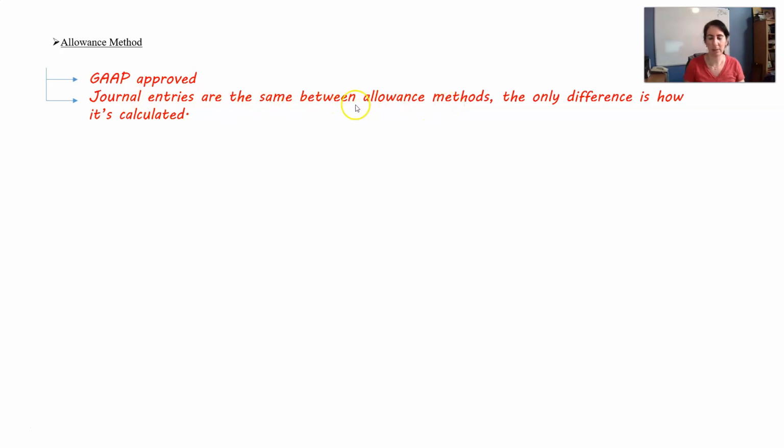We've got a couple of different allowance methods, and the only difference is how we calculate the allowances, but the journal entries will stay the same. So it's only one set of journal entries. It's just how we do the math on the numbers that changes. Okay, so I thought this little flow chart would help you see the different allowance methods to refer back to them as we go through these.